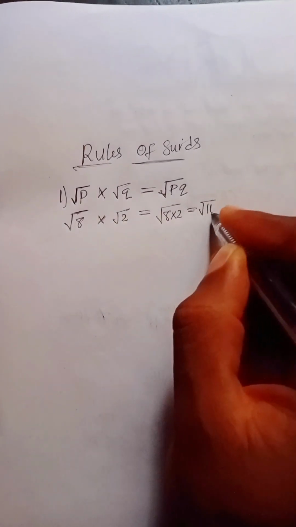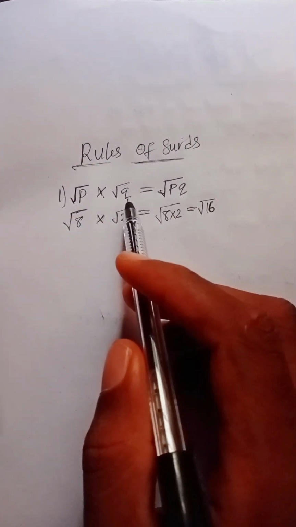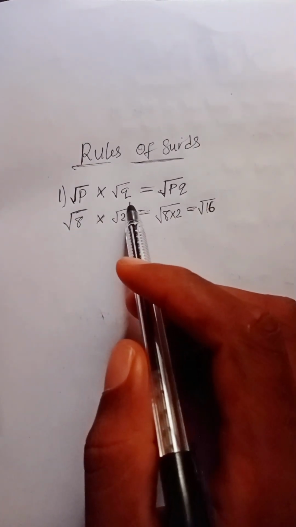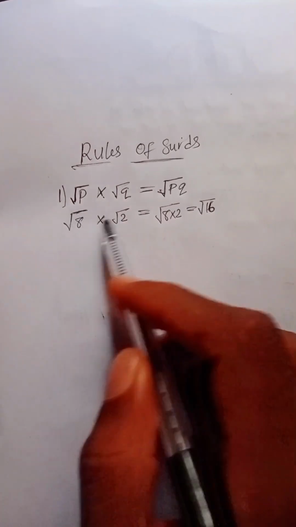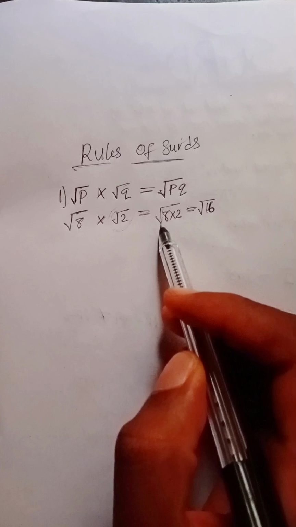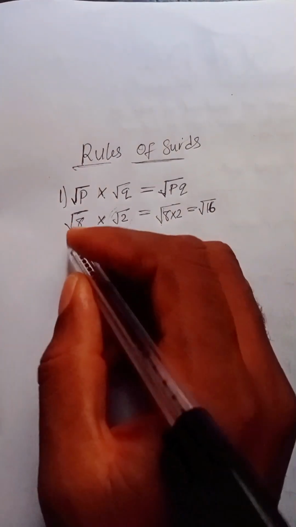root 16. So the multiplication rule: when two separate surds are multiplied, they are multiplied in a single root, just like this. So 8 times 2 gives us 16.